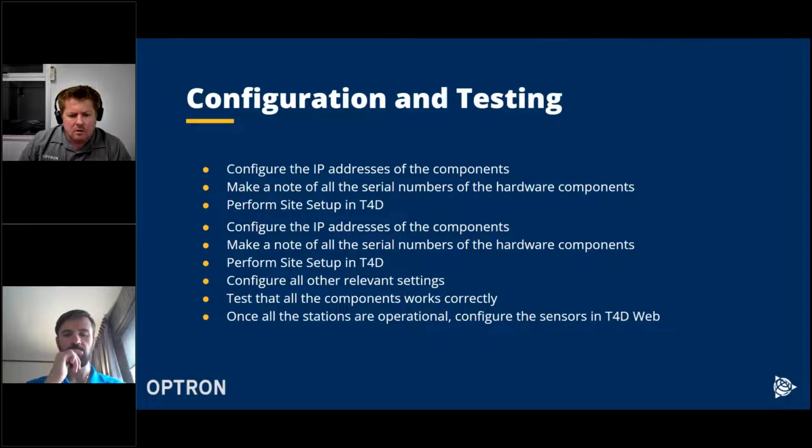And then once all the stations are operational and everything is measuring in T4D server, only then will we carry on and configure the sensors in T4D web. Because sometimes you will find that you will have orientation errors, and those orientation errors will cause spikes in your sensor data. So we first sort out all of the errors that we have there, so that we can have quite stable data. And once we know it's stable, then we configure the stations or the sensors in T4D web.